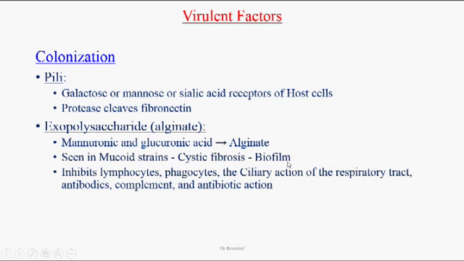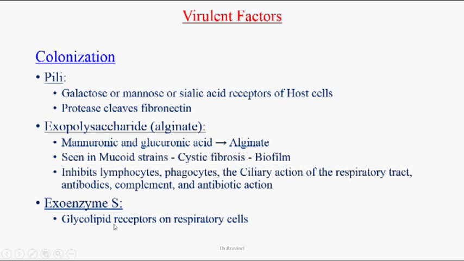a biofilm in the respiratory tract so that many of these organisms can make a lot of microcolonies, and these biofilms are resistant to lymphocytes. They inhibit phagocytes, ciliary action of the respiratory tract, they inhibit antibodies, they can inhibit complement activity, and they can inhibit antibiotic action even. Because of the biofilm, these organisms become resistant, especially in cystic fibrosis cases. It is very hard to treat, and the prognosis is also very poor in cystic fibrosis cases because of Pseudomonas infection.